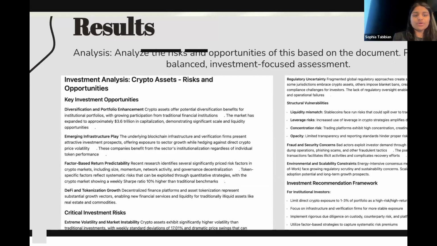And the prompt I used for this one was: analyze the risk and opportunities of this document, provide a balanced and investment-focused assessment. So basically what I was trying to do is make it for investment, and the analysis was a lot better. It was also a lot deeper. The issue I found with this is that it was using outside sources, but it wasn't citing these outside sources. So you don't know where the information is coming from or if it's credible or not.